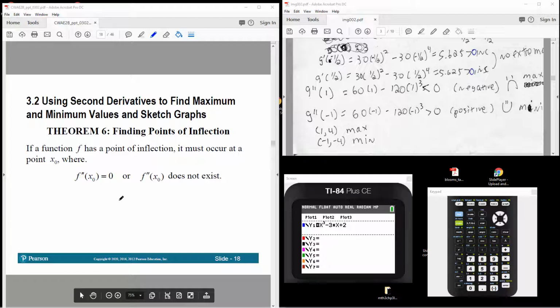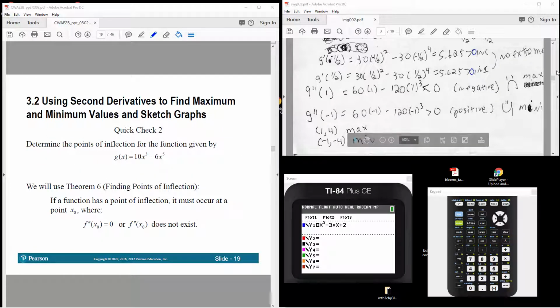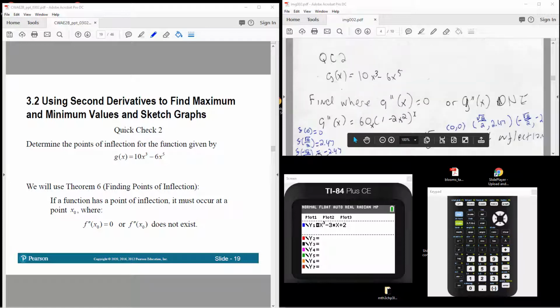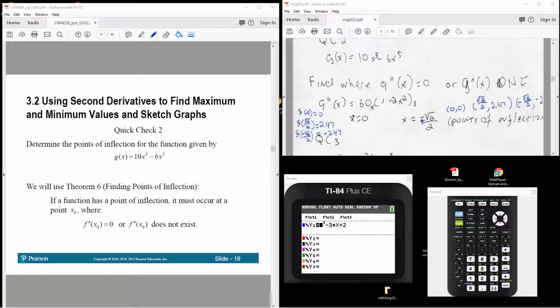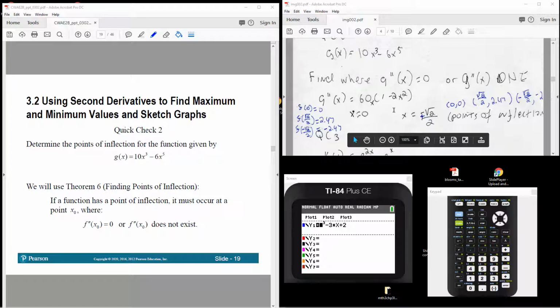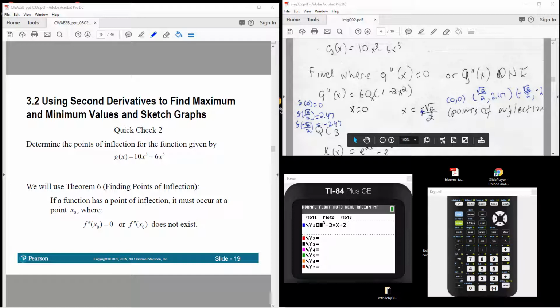Points of inflection occur where the second derivative is 0 or doesn't exist. So given a function here, they want us to find points of inflection. So find where g double prime is 0 or doesn't exist. So I set the second derivative equal to 0 and solve for x. I'll get a 0 when x is 0, and I have a 0 at minus square root of 2 over 2 or positive square root of 2 over 2. Those are my 2 points of inflection.